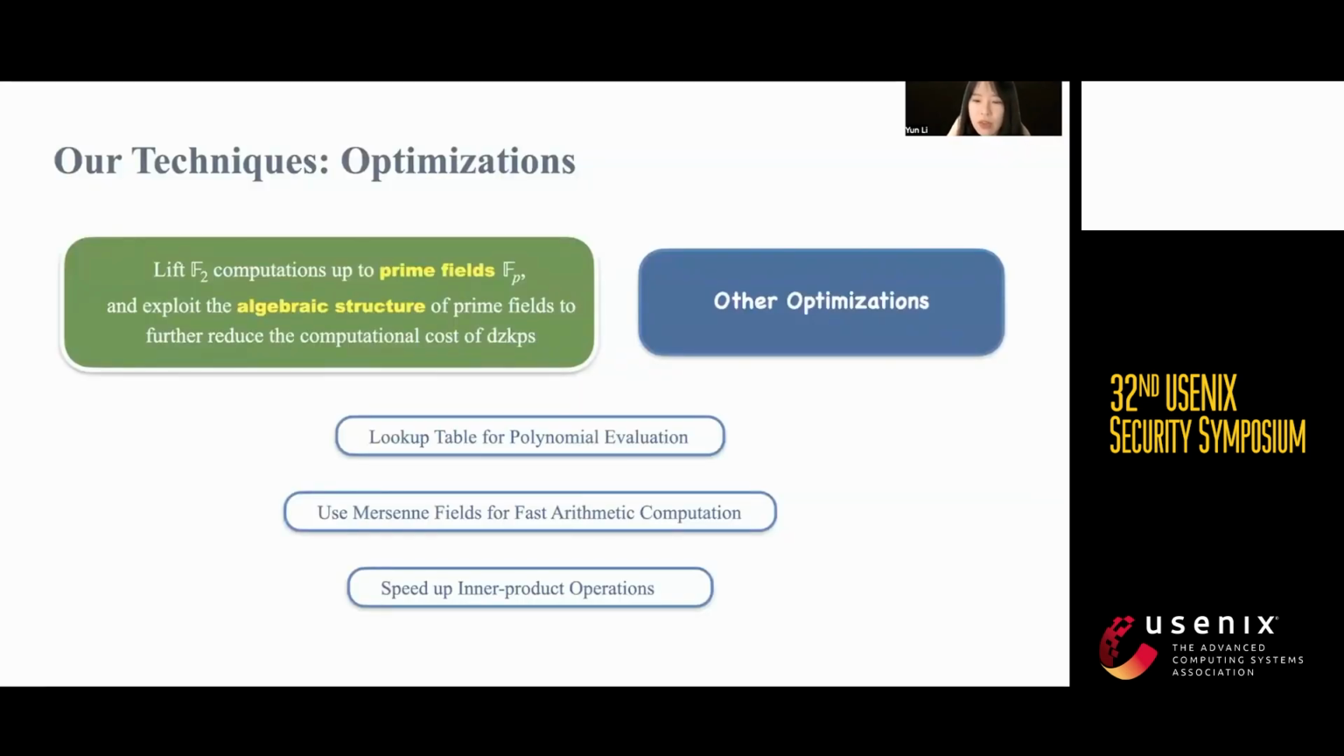We also have other optimization techniques, such as we use lookup tables for polynomial evaluation, and we use Mersenne fields for fast arithmetic computation. We also use fast inner product operations over fields for further speedup. Please check our paper for more details.